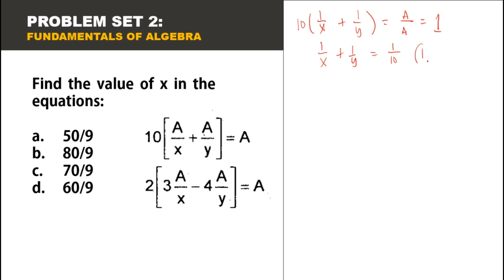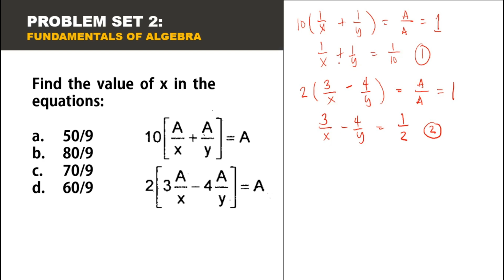So we have our first equation. For the second equation, we have 2 times (3 over x minus 4 over y) equals a over a. So we also divided a to both sides, so we have 1. Dividing 2 to both sides, we have 3 over x minus 4 over y, that is 1/2. So we have our second equation. So we have two equations and two unknowns, so we can solve for x here.